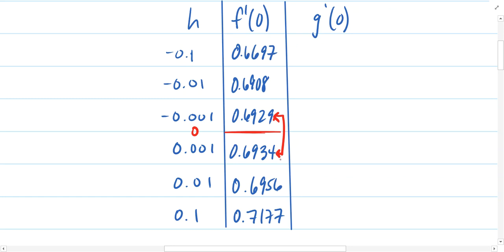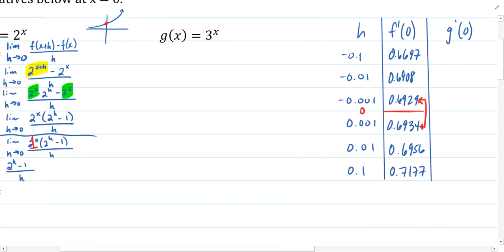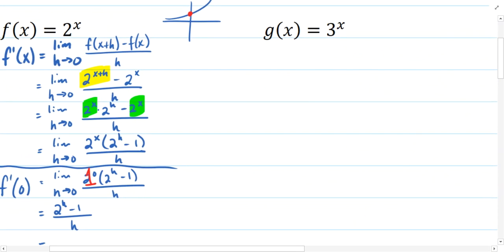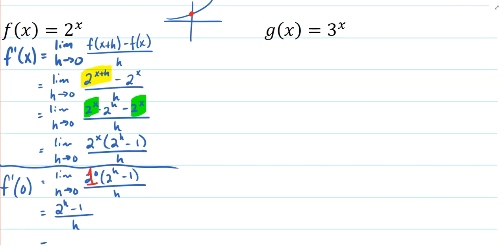If these numbers surrounding it didn't seem to support the tendency of the function results, then we wouldn't look so closely at these two. But we're definitely increasing from 0.66 on the left and decreasing from 0.71 on the right, and we're tending towards 0.69 something, in between 0.6929 and 0.6934. Put that on pause for just a second, and I'd like to try the same thing for this function.